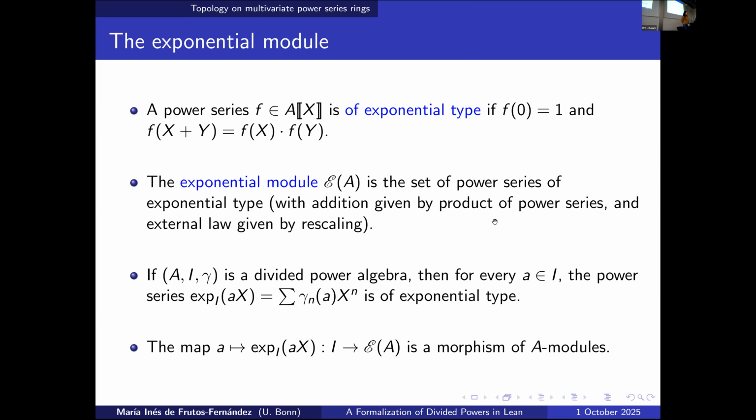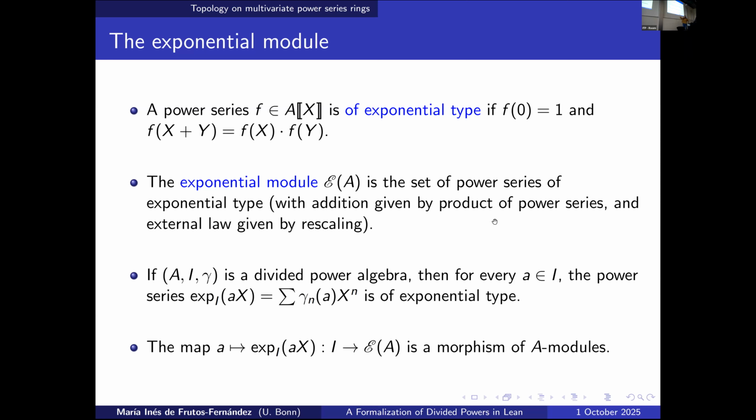Now, the way that we relate this to divided powers is that if (A, I, gamma) is a divided power algebra, then for every element a in the ideal, the power series given by the exponential of aX, defined by this sum of gamma_n(a) times x to the n, can be proven to be of exponential type. If you remember the first slide of the talk, there we were talking about the classical exponential series from analysis, and in that case, we had a to the n over n factorial times x to the n. So this is a direct generalization of that formula.